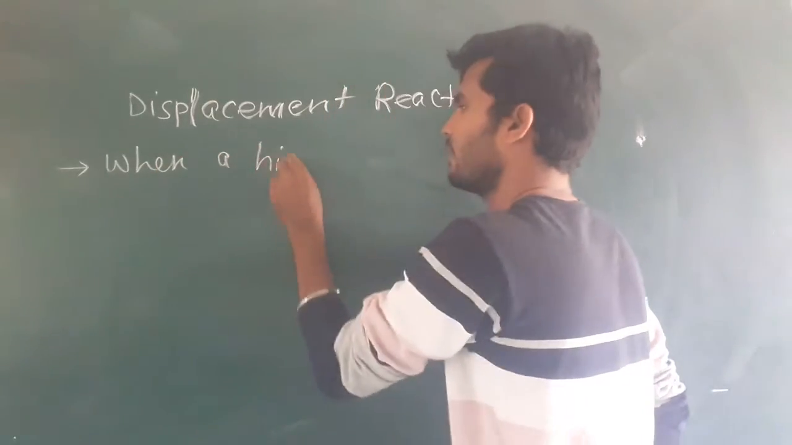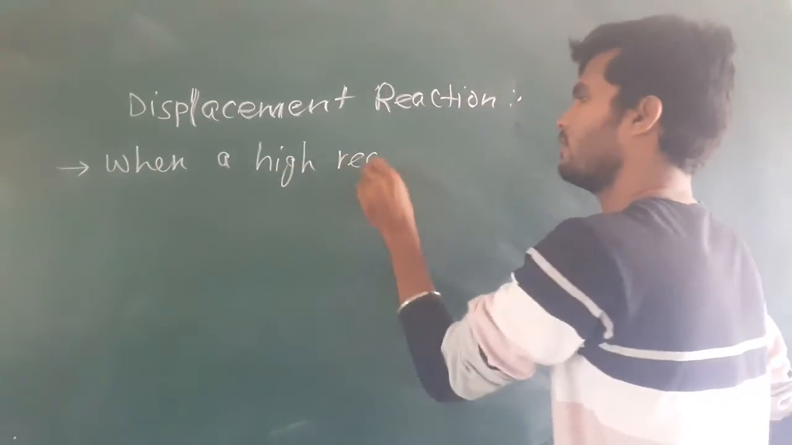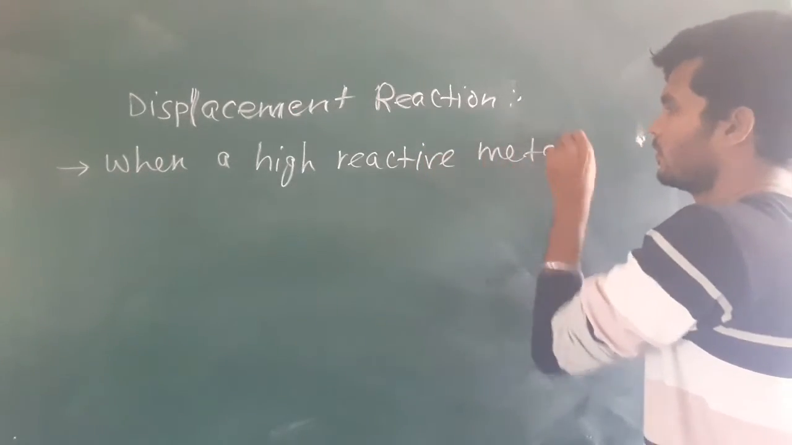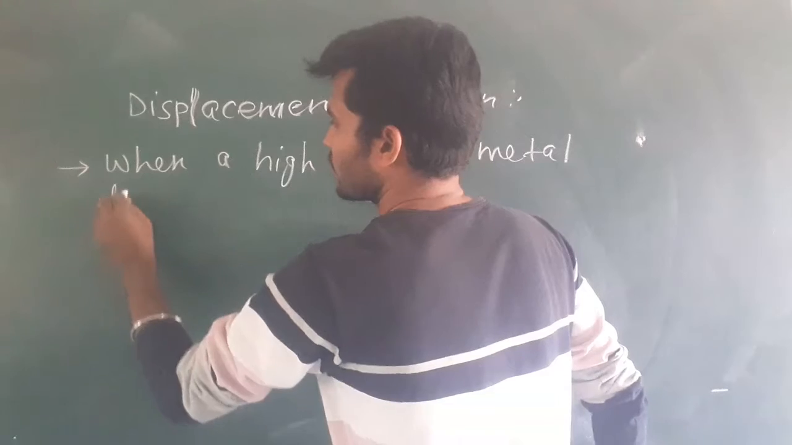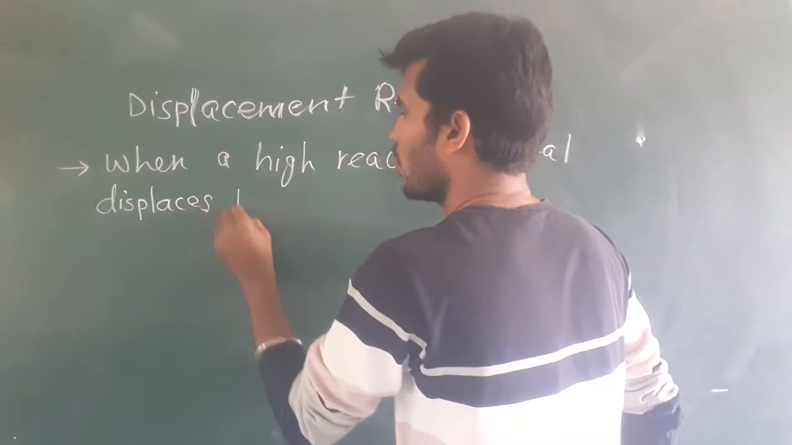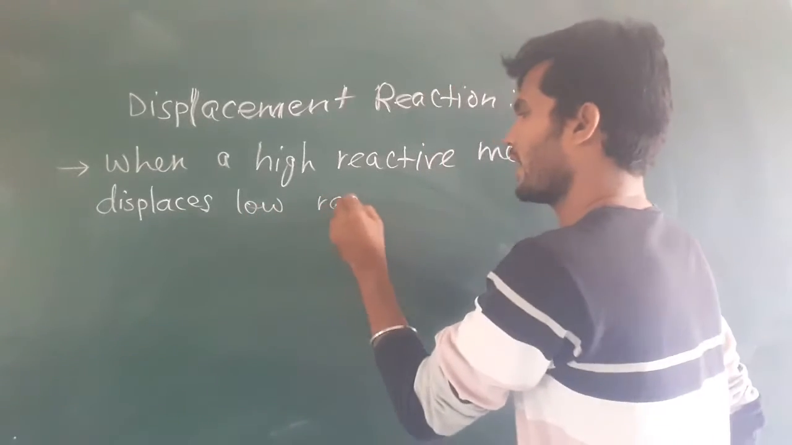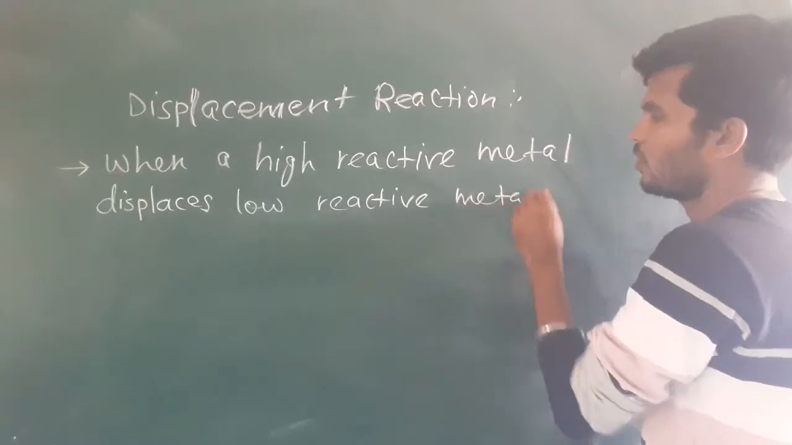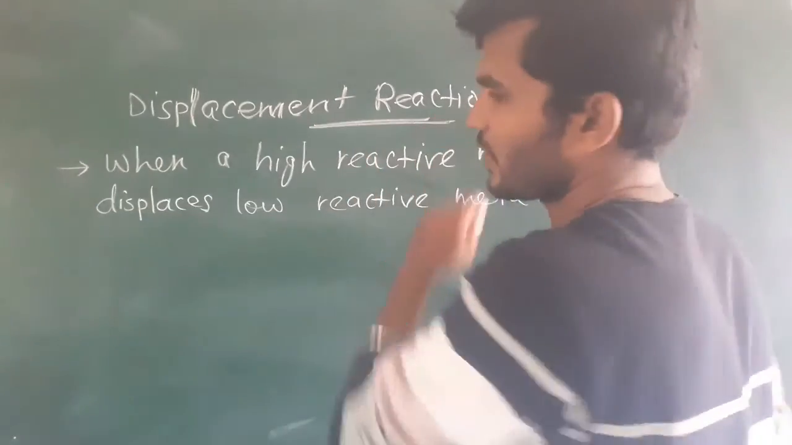When a highly reactive metal displaces, displaces मतलब उसकी जगह चेंज कर देता है, displaces a less reactive metal is called displacement reaction.